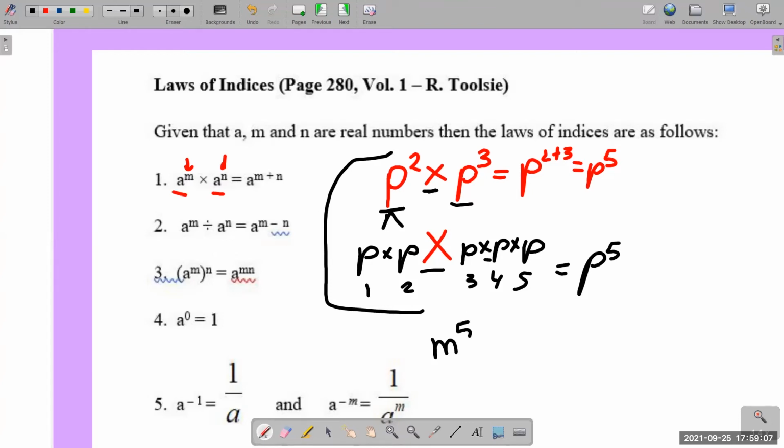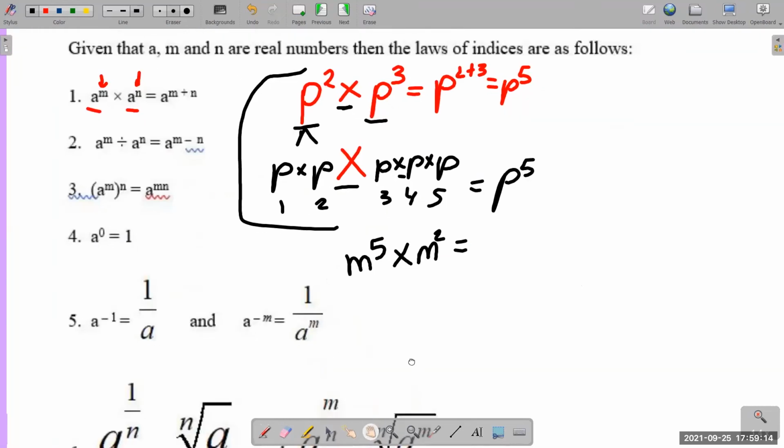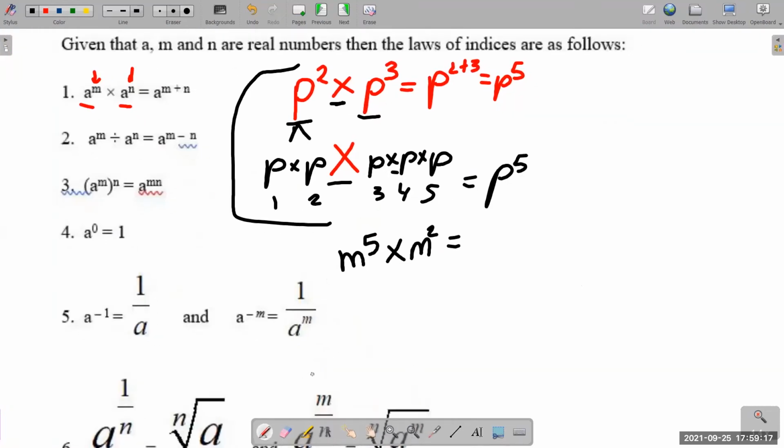So everybody answer this question for me. M to the 5th power times M to the 2nd power. What is it? What is the answer? That's one person. That's two. That's three. Never going to do this. Remember the law. It didn't say to times it. The law says to add. So the answer, as you rightfully said, is m to the 7th power. Excellent job.